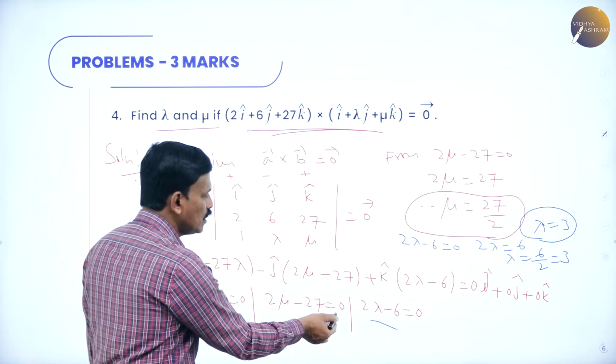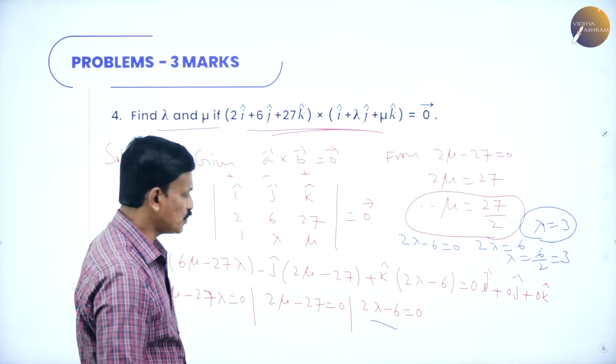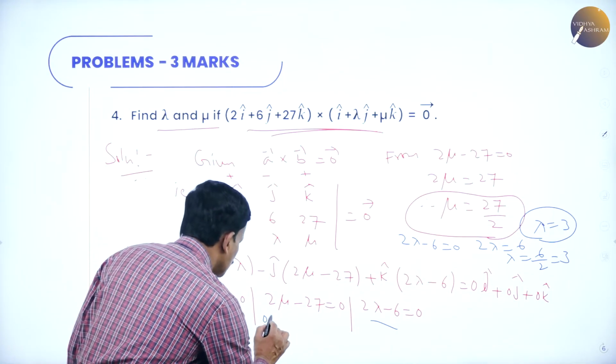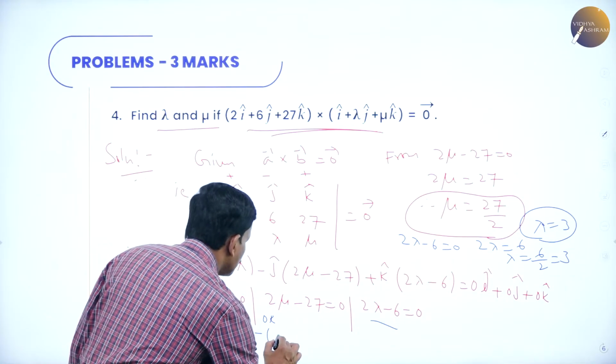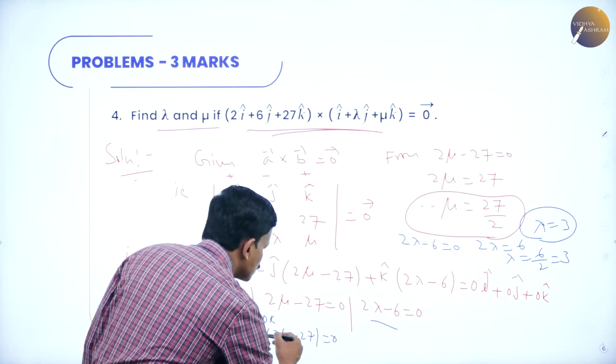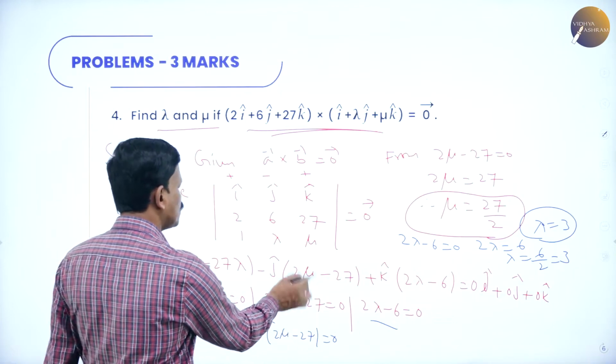Multiply by negative sign. Minus 0 is nothing but positive 0 itself. It is 2 mu minus 27 is equal to 0. Or if you want, you can also write like this: minus of 2 mu minus 27 is equal to 0. Multiply by negative sign, it will reduce us to 0.